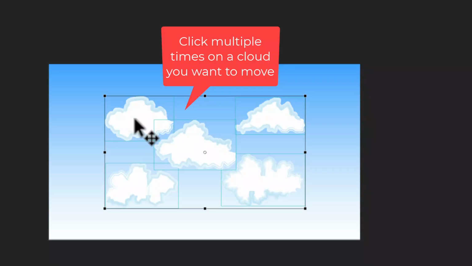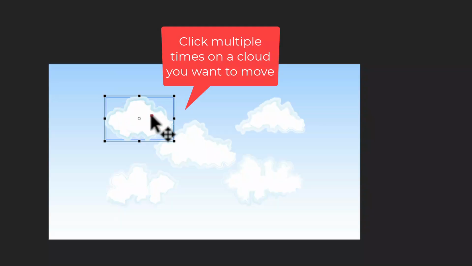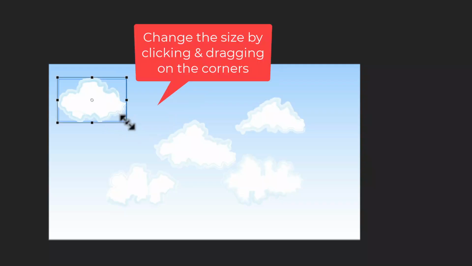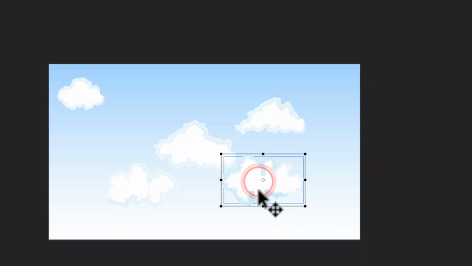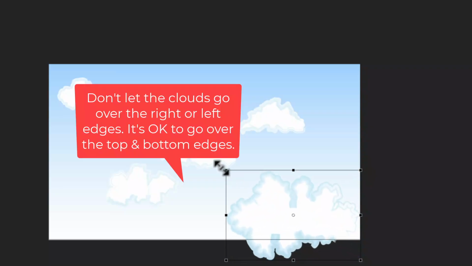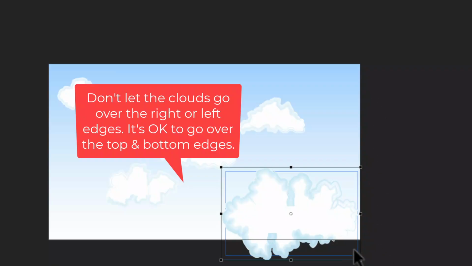Now I can click multiple times on whatever cloud I'd like to move, so I'll try this one. And you can see it kind of isolates, and then I can move that. Hold down Alt and you can drag the corners to make it larger, or you could make it smaller depending on what you want. Now I'll move some of the other clouds around. How about this one right here? I'll move it down to the bottom and make it really large. One of the things that I don't want to do, I don't want to have the clouds go over the side. So I want to make sure it's inside the background. And I will choose this cloud.